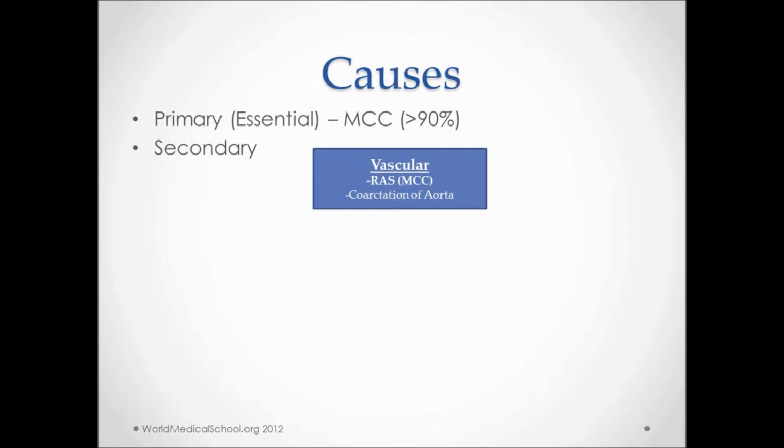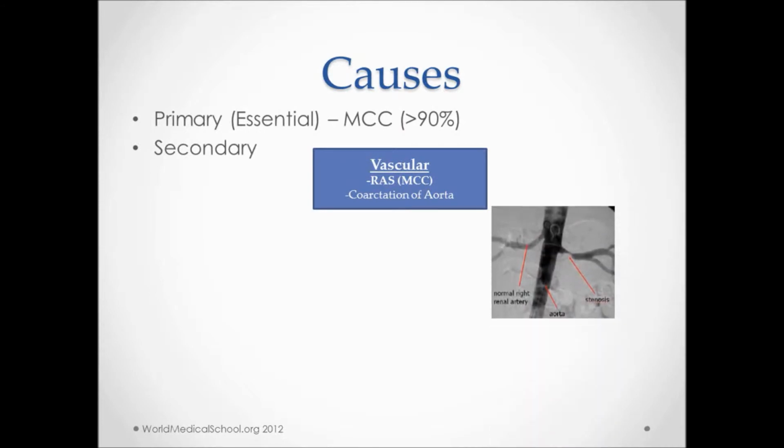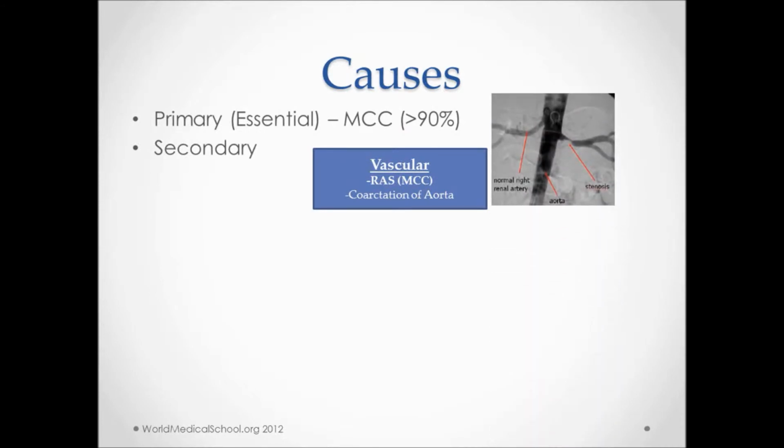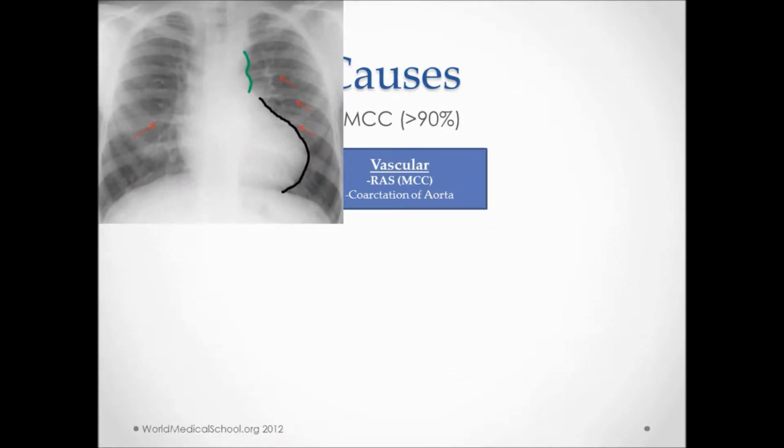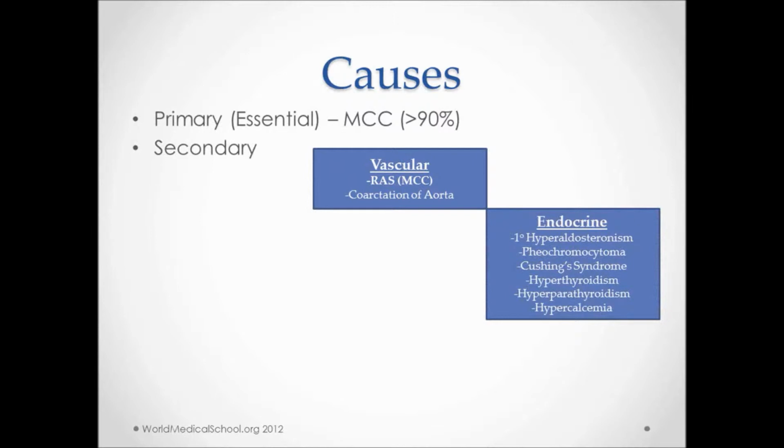Here's a contrast study showing stenosed renal artery on the left and normal on the right. This X-ray shows coarctation of aorta. Rib notching can be seen in ribs 5 to 8 bilaterally. There is cardiomegaly due to the heart having to work harder. Figure of 3 sign can also be noted in the left upper mediastinum. Now, coarctation of aorta can also present as unequal blood pressure in upper and lower extremities.